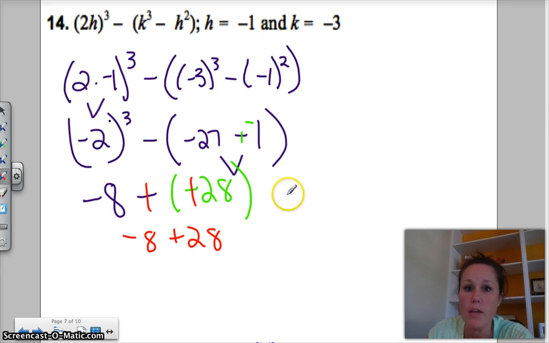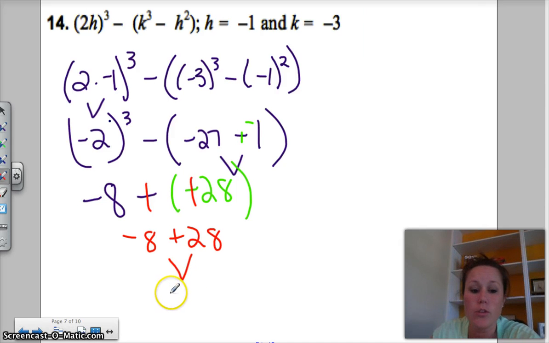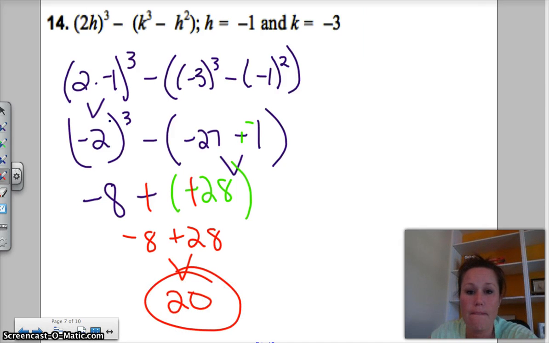So think of it like money, friends, your lunch account. If you're negative $8 in your lunch account and you bring $28, you are going to be above that 0 and you are going to have 20. Cool? All right.